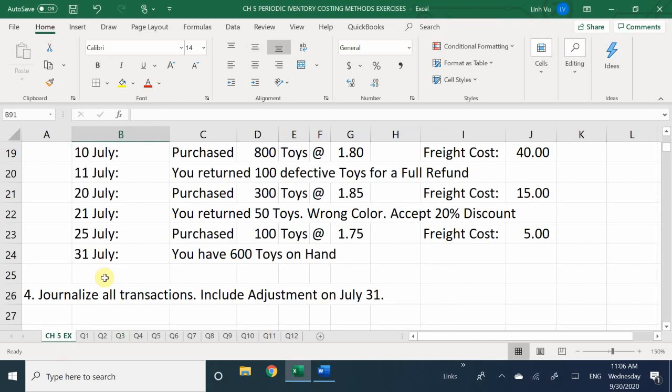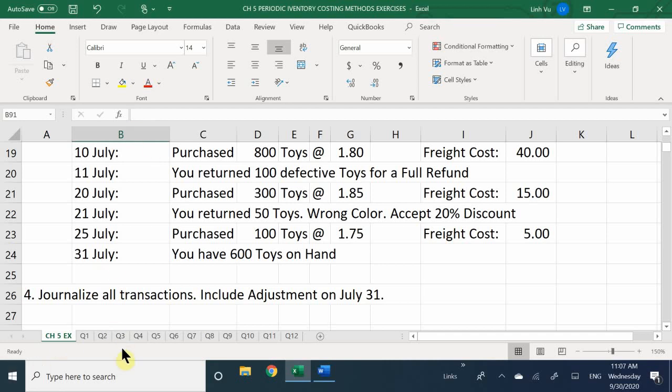So on July 21st, you returned 50 toys, the wrong color, but you're willing to accept a 20% discount. Okay, so this is assuming from the 300 batch, 50 of them were actually the wrong color. And you are willing to accept a 20% discount. With that being said, 50 toys at $1.85, okay? And you're taking a 20% discount.